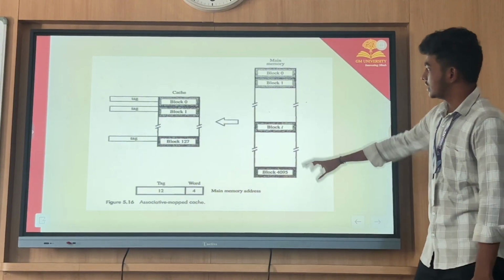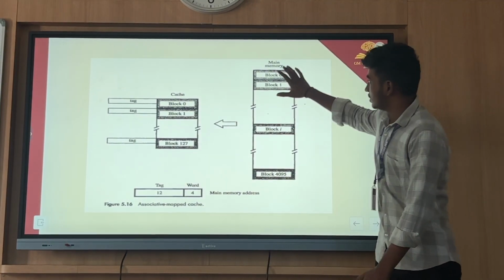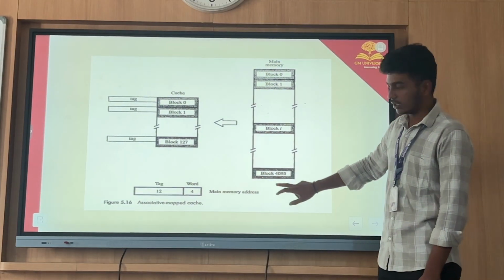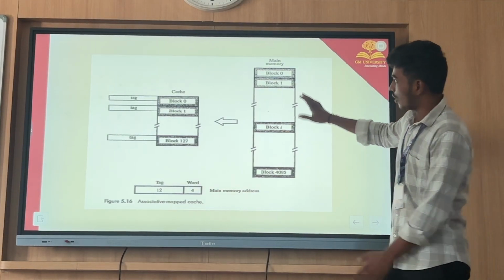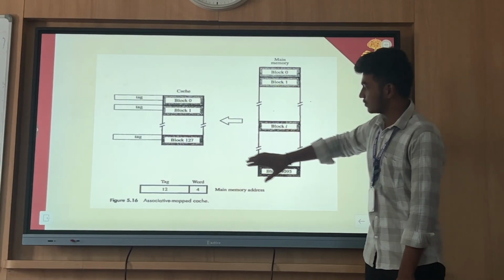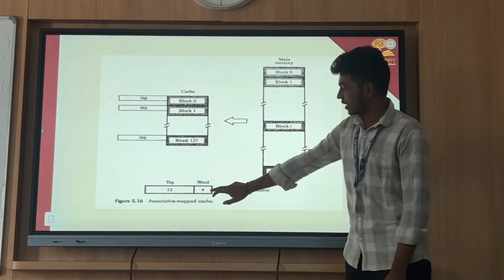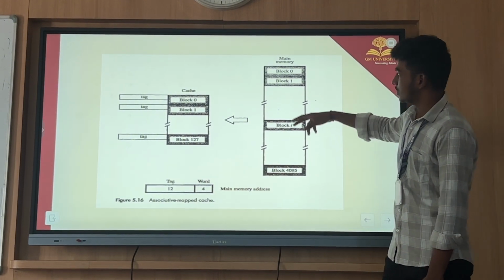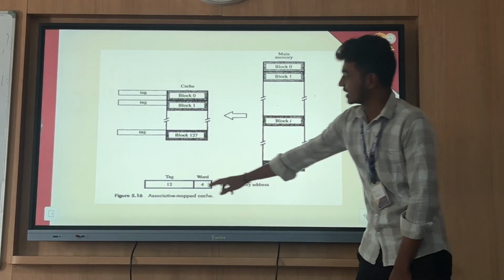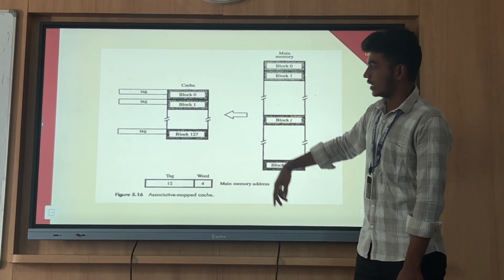Working: this is the main memory and this is the cache. Main memory consists of 95 blocks, from which data is stored in the cache memory. The address is divided into two parts, one is tag and another is word. The word is of the block, so the tag will be compared with all the addresses.